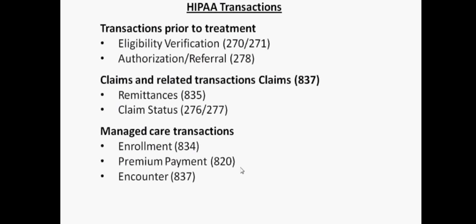Then there's a premium payment. Remember we talked about the two types of payments: one is a capitation fee, and the next one is fee for service. That kind of payment is done from the payer to the provider, and the transaction that we use is 820. And similarly, there's a transaction called 837, which is a claim or an encounter. That means the fact that a provider has provided the service to the member is what the 837 is used to bill the payer.